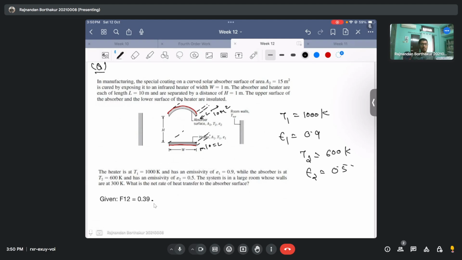There are multiple ways through which you can approach this problem, but one of these ways is the radiation network analysis that we will do here. But you can use any of your convenient methodologies for having a go at this problem.